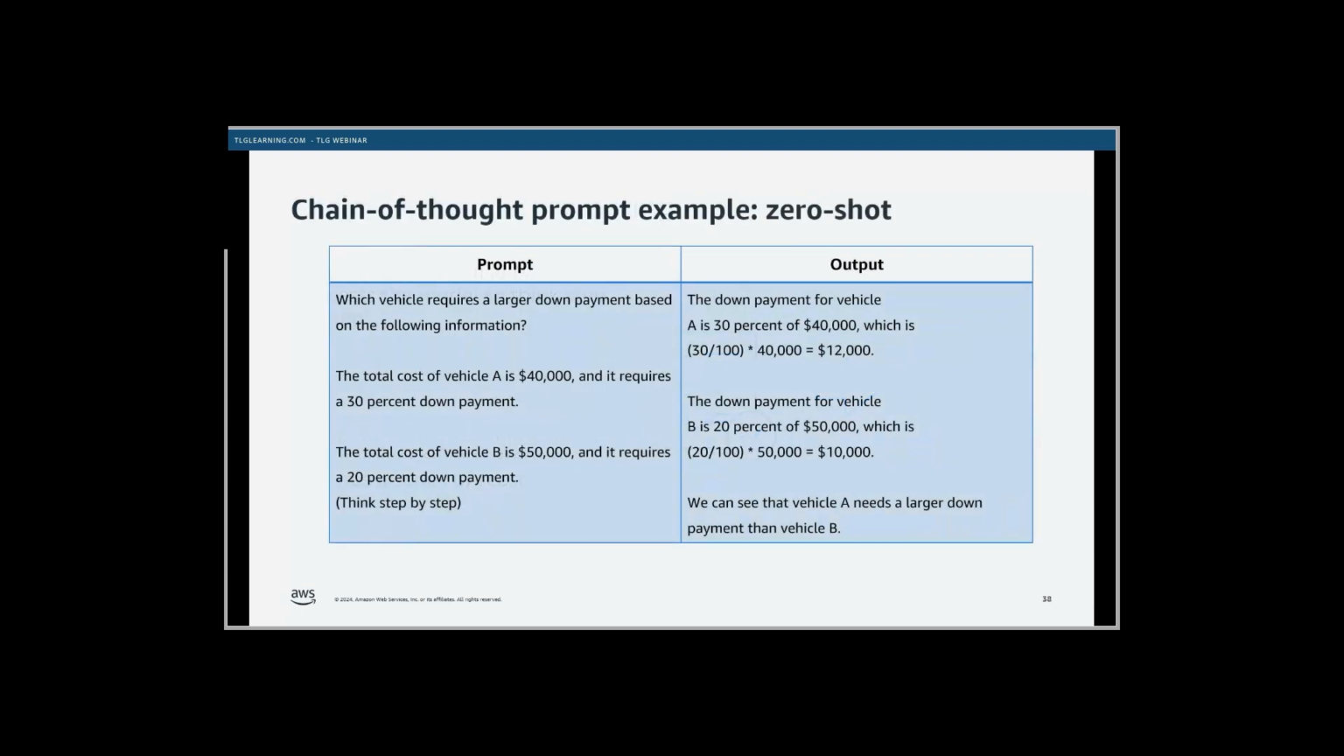So here's an example. Now we're combining chain of thought prompting with zero shot. We're not providing any examples of the output. So we have multiple pieces of information in our input. Here's a core task: which vehicle requires a larger down payment based on the following information? And when you're doing this in the prompt, if we need blank lines like this, you don't want to press the enter key because that usually just sends your input to the AI and you'll get a response.